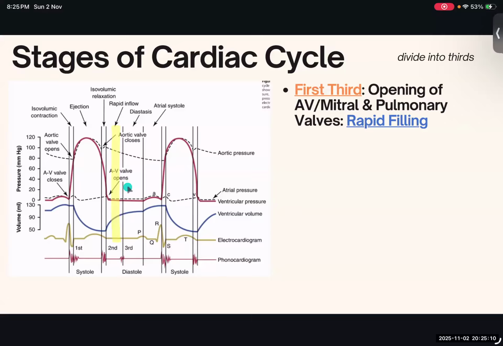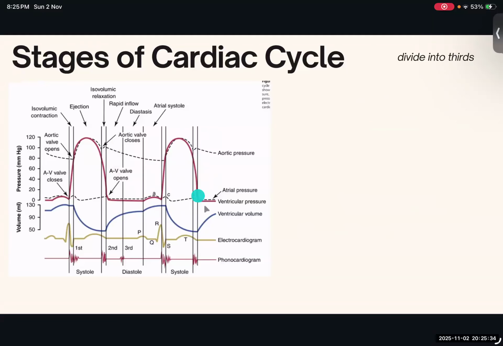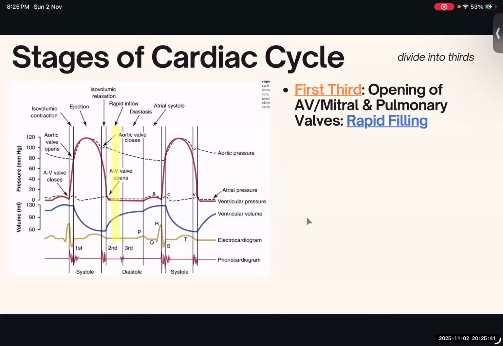There's no longer the pressure from the opposite end preventing their opening. And this is what we call rapid filling, okay? And you can see here, the V wave is going to go down. Remember what we said about the V wave? It's the end of ventricular contraction. So this is the blood inside the atria increasing. Once we open the atrioventricular valves, the V wave will dip. The atrial pressure will reduce. And that's why here, this dotted line, we see a reduction, okay? So that is the first third of diastole.